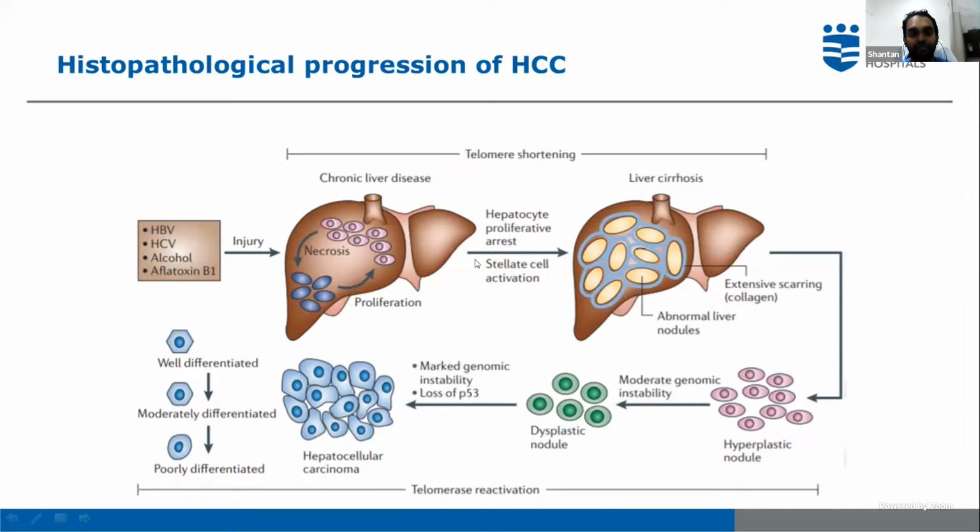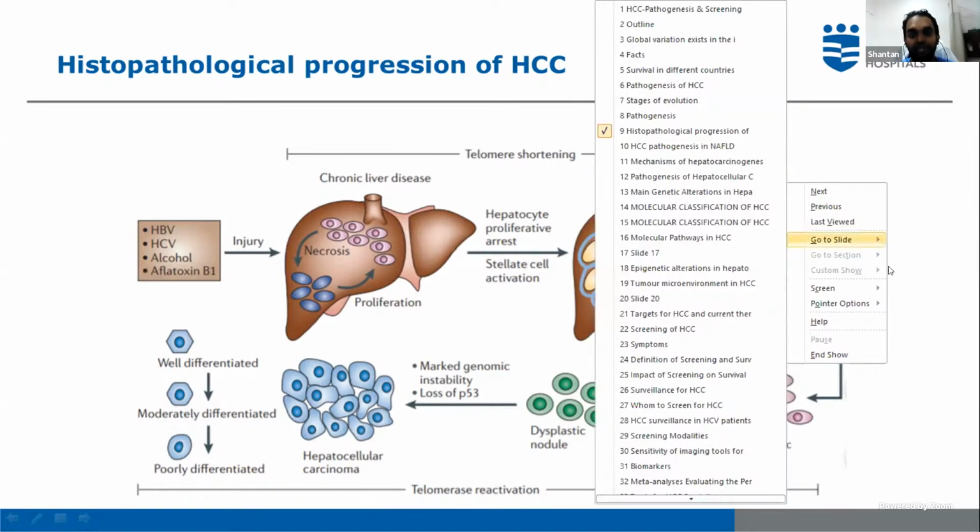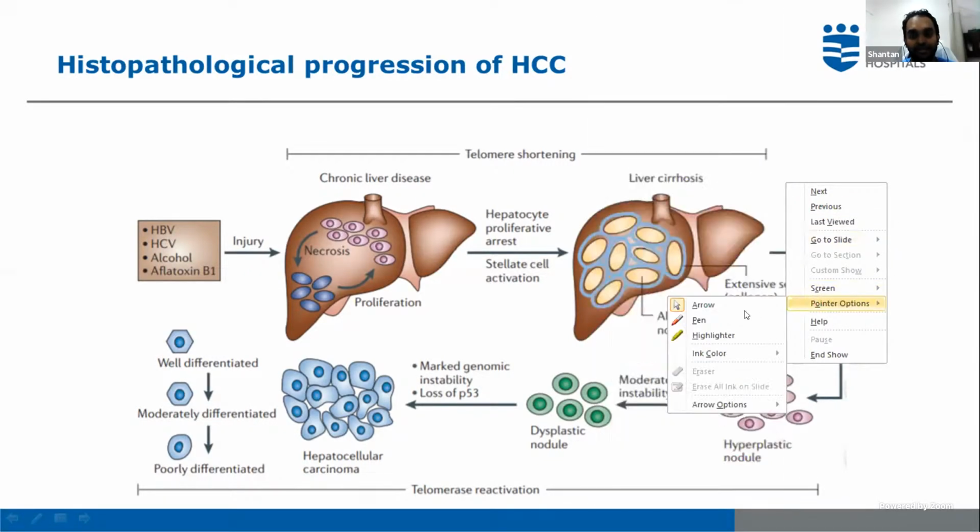With this extensive fibrosis, there is also a proliferative arrest of the hepatocytes. This leads to abnormal liver nodules and extensive collagen formation, and also to shortening of the telomere. As the disease progresses, this extensive liver collagen formation and increased inflammation leads to formation of hyperplastic nodules. The formation of these nodules with telomere shortening leads to genomic instability in the patient.